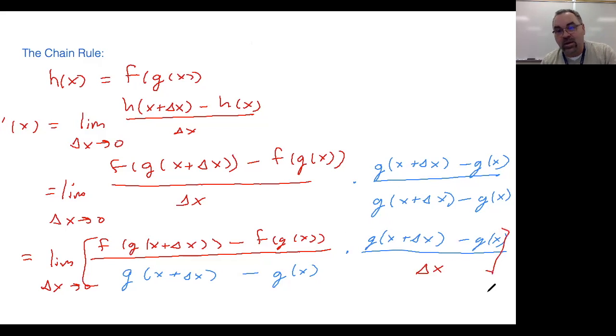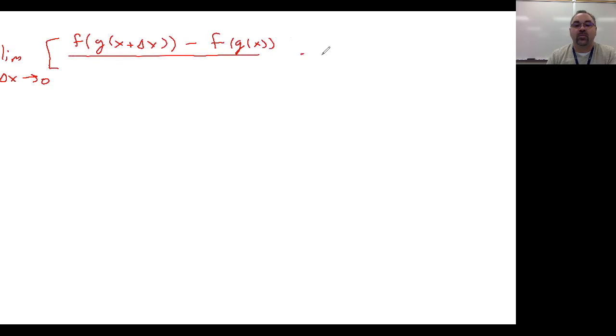Now I've got to go on to the next page here, so I'm going to flip the page, but I'm going to bring this guy back over with us. So hang on while I rewrite it. So I've got the limit as delta x approaches 0, and I've got f of g of x plus delta x minus f of g of x, just so I can do this all at once.